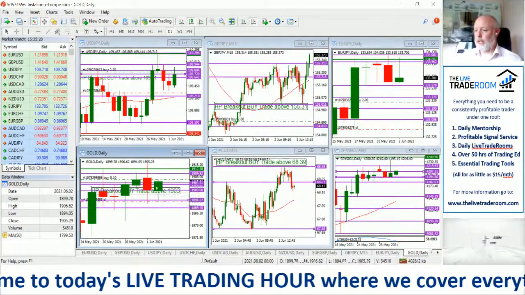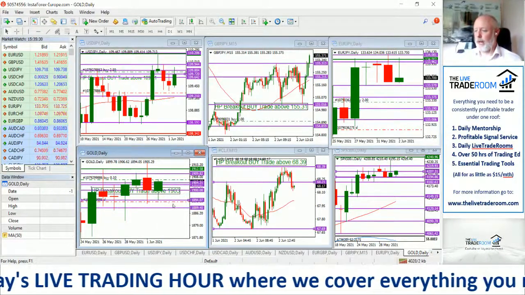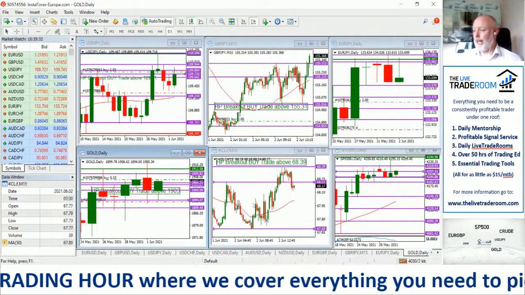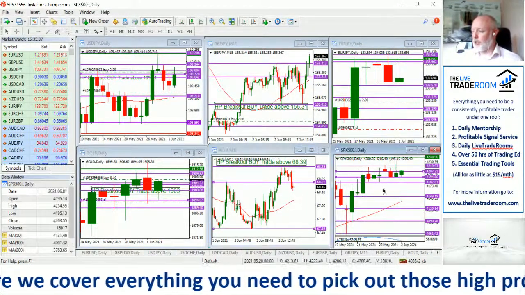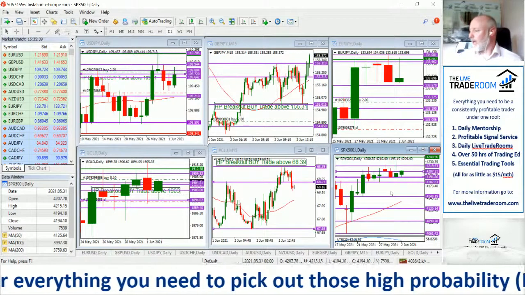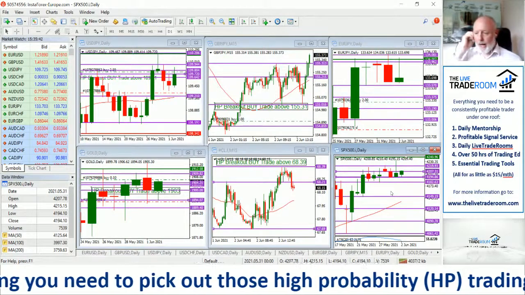We're into the gold to the upside. We have a technical stop loss below today's daily low. And crude oil, we might get a little bit of a pullback trade shortly on that. So let's see how we get on with these markets.